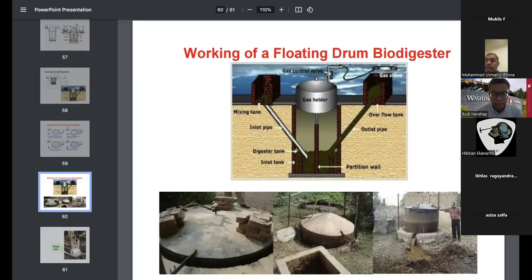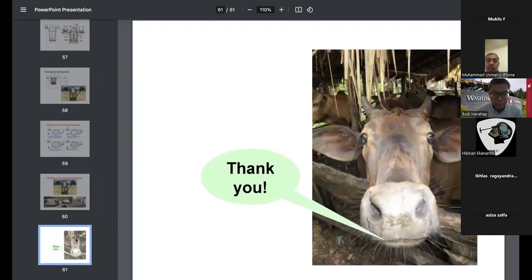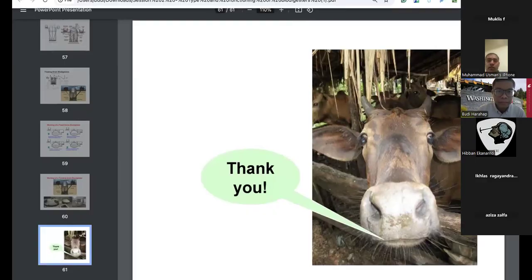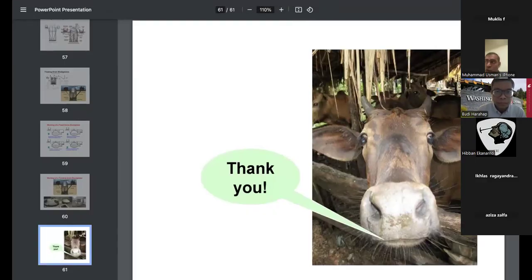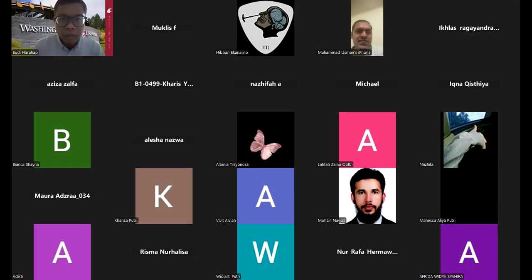If you can go to the operation and maintenance of the digester, that would be wonderful. I want to go a little bit quicker so that we can have more discussion on why this technology is not flourishing in developing countries.